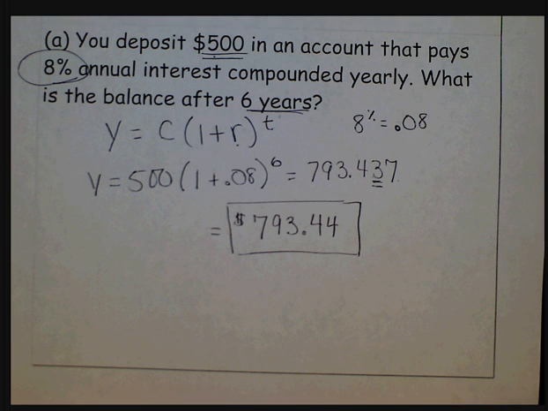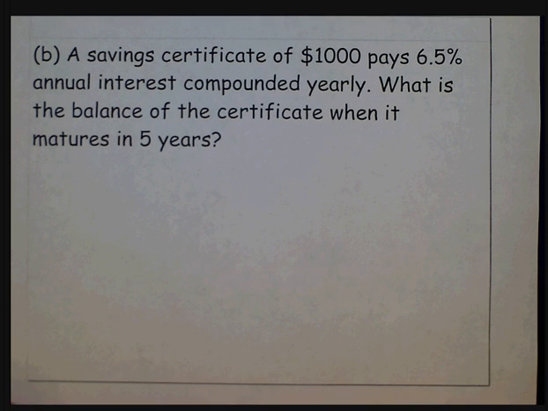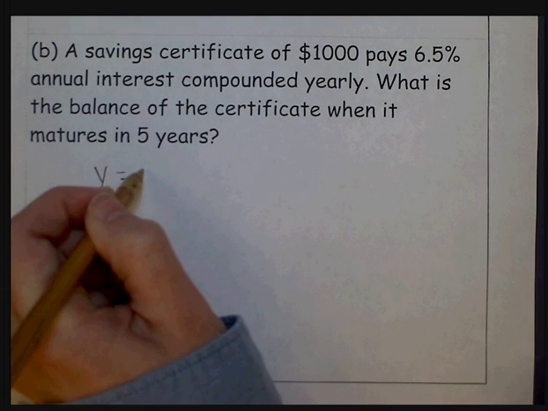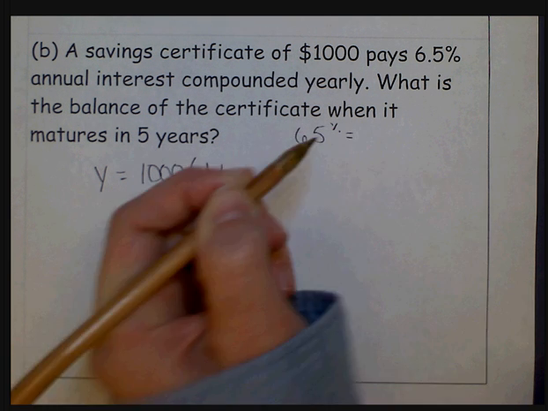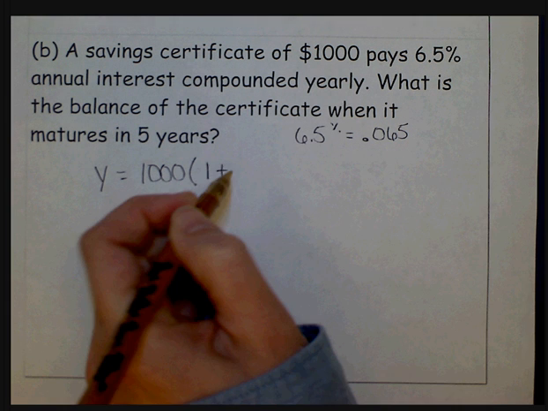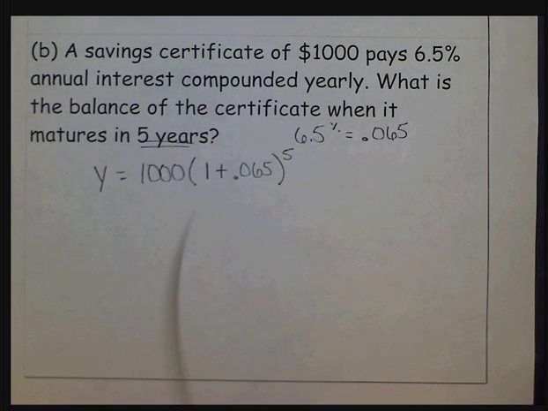So that is how you can use your exponential growth model when you're given a growth rate instead of a growth factor. Let's look at a second example. This one says a savings certificate of $1,000 pays 6.5% annual interest compounded yearly. What is the balance of the certificate when it matures in 5 years? So again, y equals the amount in our savings certificate after 5 years. Our initial value is $1,000. Our rate is 6.5%. We have to change that to a decimal, so move the decimal to the left 2 places, so it's going to be 0.065. So 1 plus 0.065 raised to the t power, which is in years. So we're at 5 years, we're going to raise it to the 5th power.